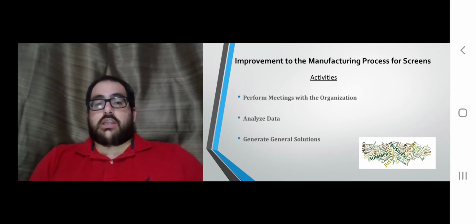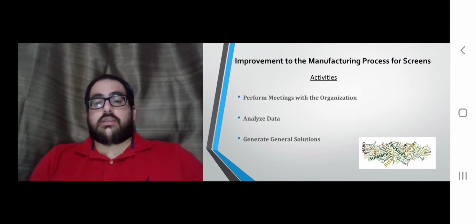As part of this project, the activities that were performed were that we met with the organization and requested some resource to gather some data that we were going to need to analyze their manufacturing process. The data that we were going to gather is related to the material that they need for the preparation of screens and the time that it takes for them to prepare the screens.